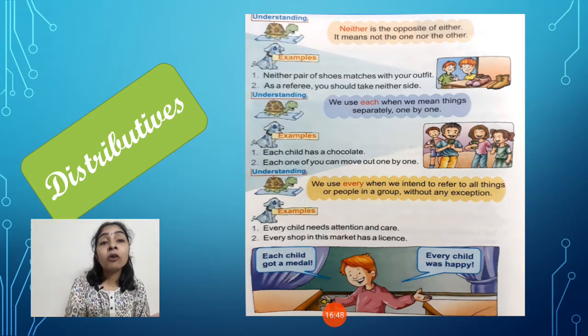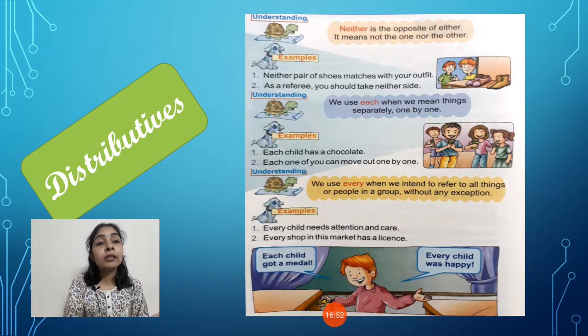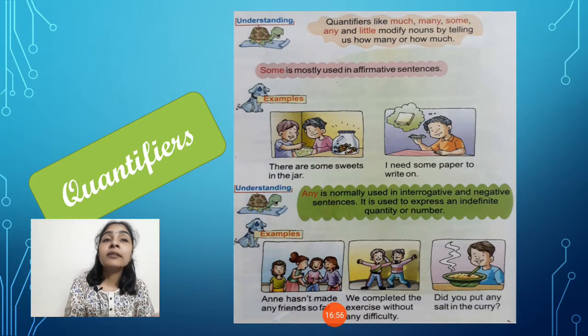Next, every shop in this market has a license. So we are talking about each and every shop equally, at the same time.